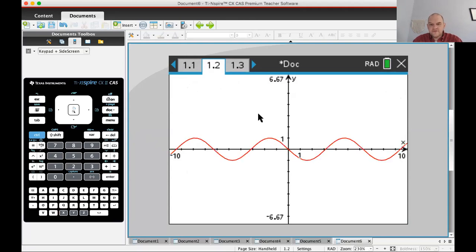All right, look at this. We got a trig function. Looks like the amplitude is 1. It goes starting at 0. It goes intercept, minimum, intercept, maximum.